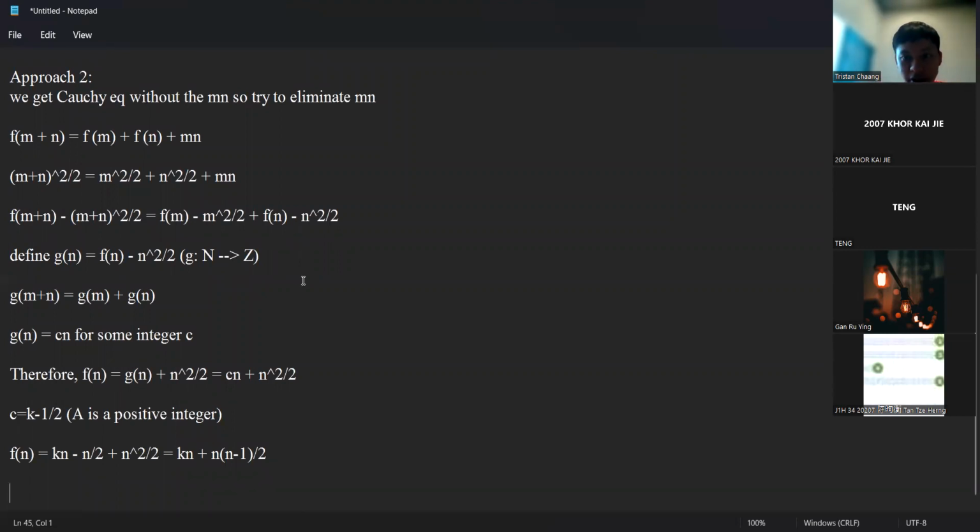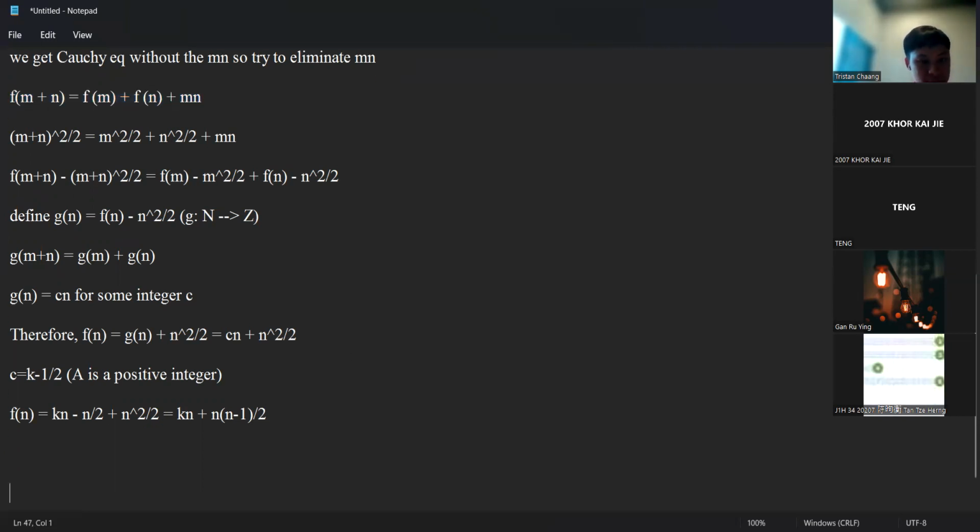Okay, if not, let's try the next one. Someone asks, does adding mn on both sides of the original equation also work? What do you mean? Oh, okay. I'll just paste the question here if you don't mind.